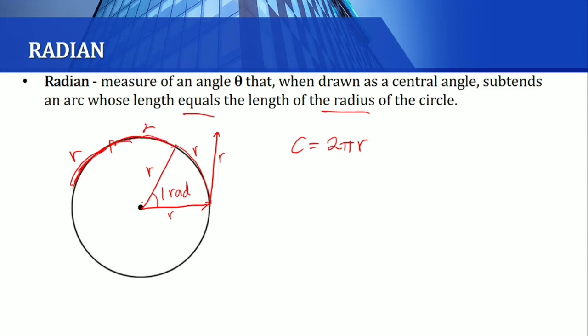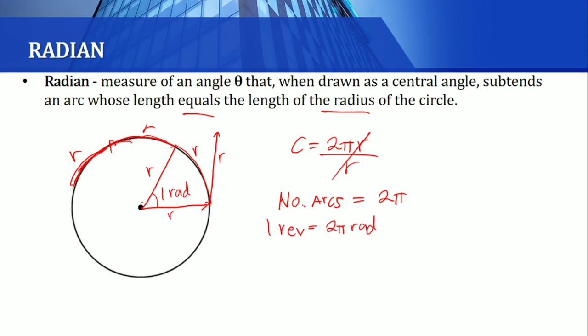kung maglalapat ulit tayo ng r, ilang length ng arc ba yung kailangan natin para mabuo yung circumference ng circle? Para makuha natin yun, i-divide natin itong circumference ng circle sa r. So number of arcs is equal to 2 pi kasi cancel na yung r doon. So para mabuo natin yung circumference ng circle, kailangan natin ng 2 pi. So 1 revolution is equal to 2 pi radians.